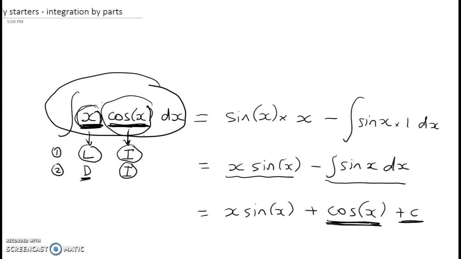Now, it doesn't matter if this is a plus c or a minus c. The idea from AS in level 2 is that this is just an arbitrary constant. So we're always just going to write that as plus c. Not a big deal. Okay, now I want to have a look at whether it's worked.